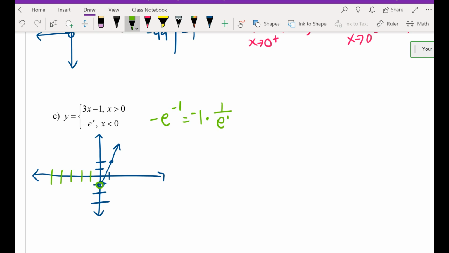What's an equivalency of e? Yeah, 2.718. Would you agree that's about 1 times a third? About. I'm just going to approximate my dots anyway. So would you agree that's about negative 1/3? Okay, so that's about negative 1/3 right there.